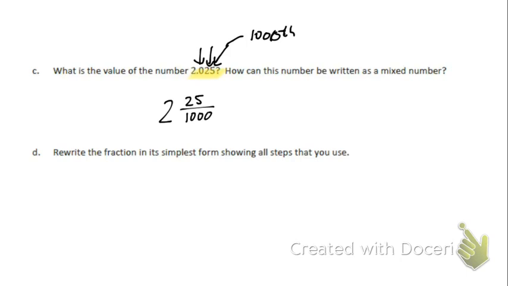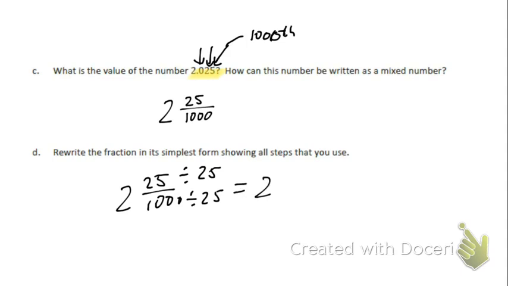And then down here, simplify it. I can do the same thing here. Divide top and bottom by 25. And earlier we saw 25 goes into 100 4 times. But here, since it's 1,000, it would be going in 40 times. Hopefully you guys got that.